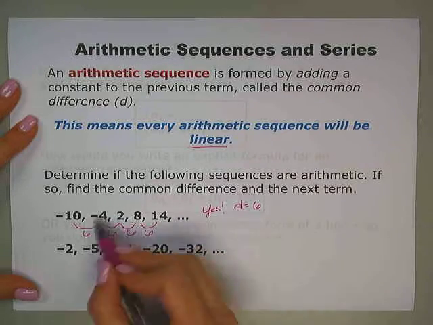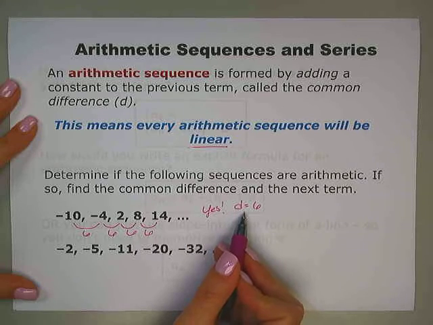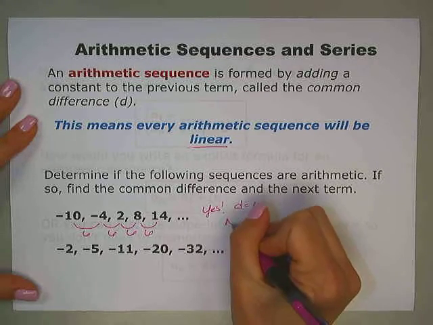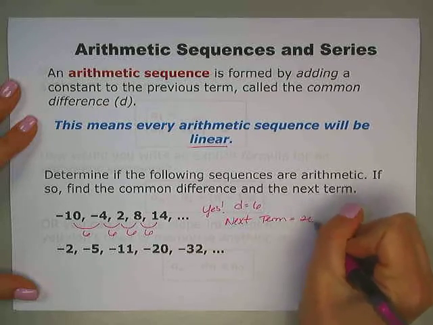Then it says, if so, find the common difference and the next term. So let's just continue the pattern. If I add another 6, my common difference is 6. My next term will be 20. So next term is 20.